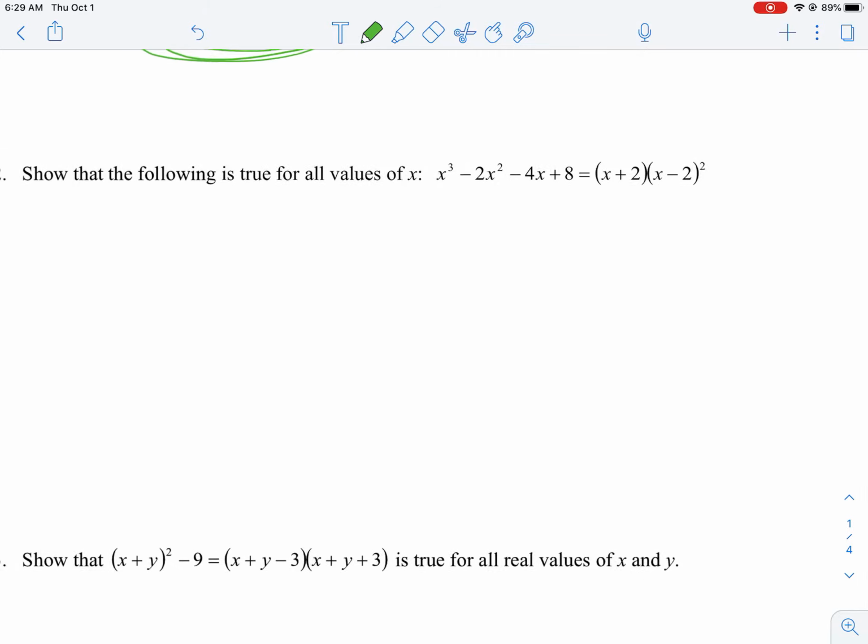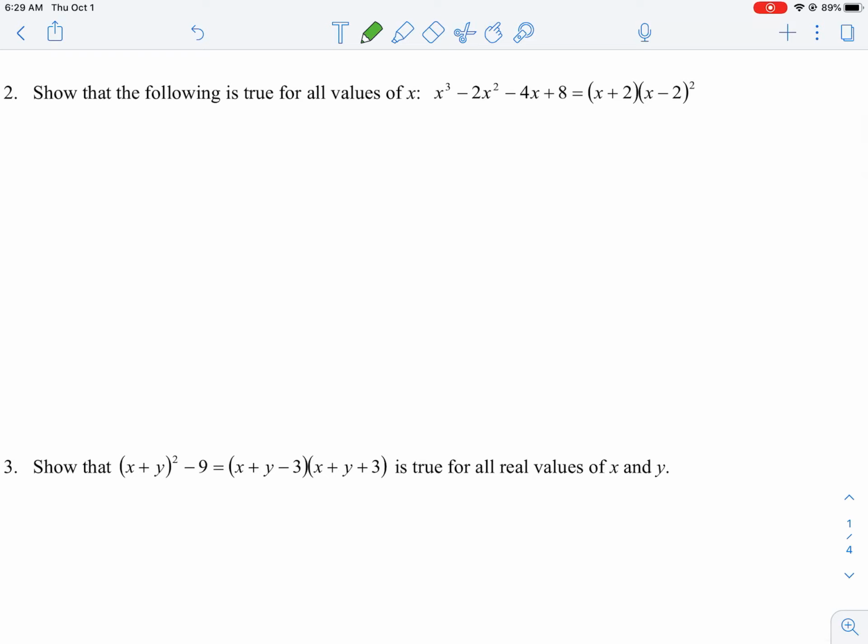Show that the following is true for all values of x. I want to show that the left side of the equation is equal to the right side of the equation. And how do I want to do that? Let's take a look. I think I'm going to use factor by grouping and try to make the left look like the right.